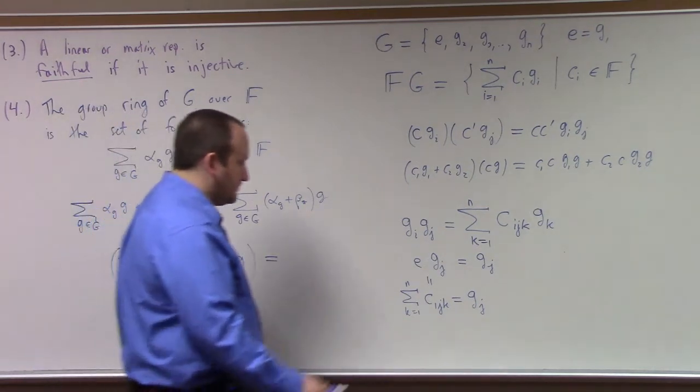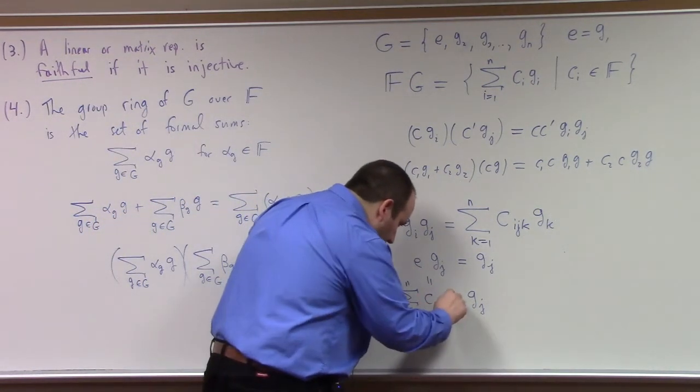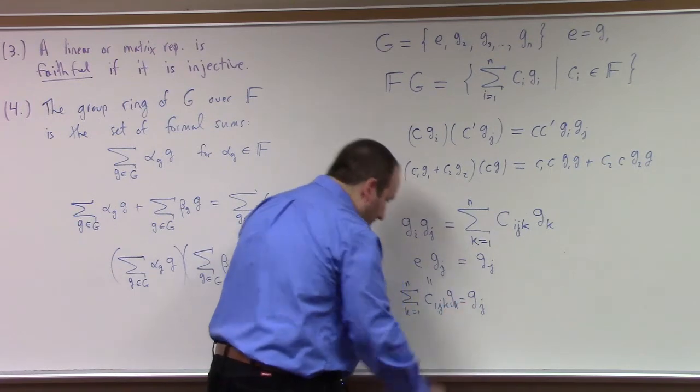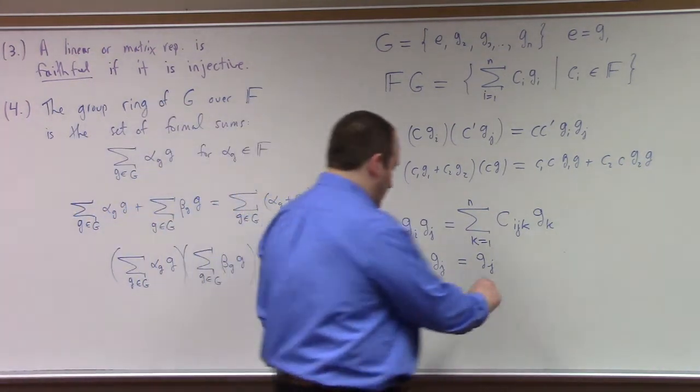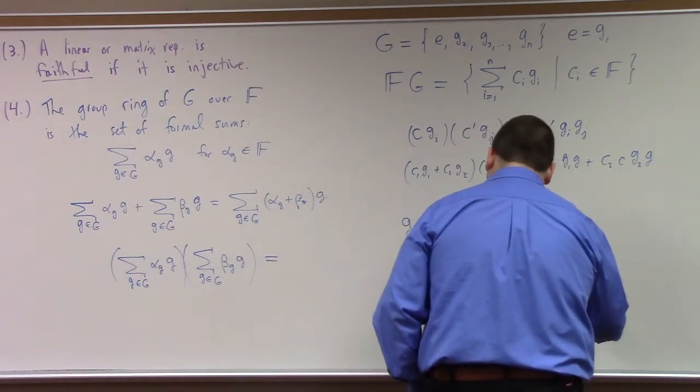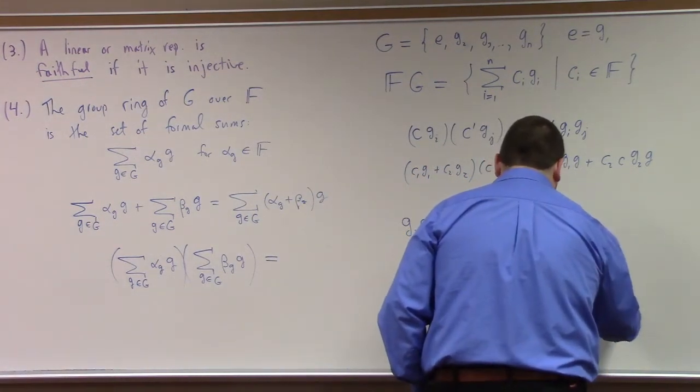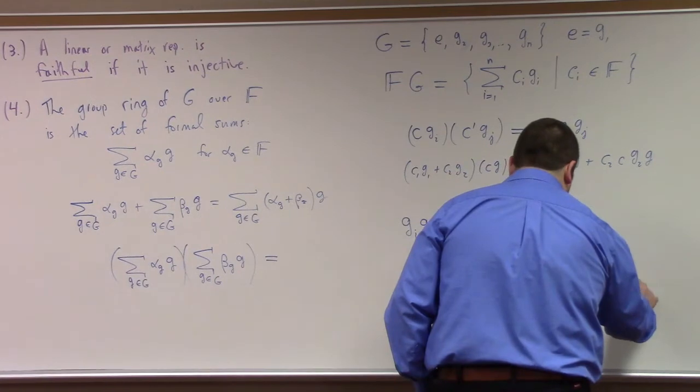Yeah, C_1j^k would apparently just be Kronecker delta jk, right?